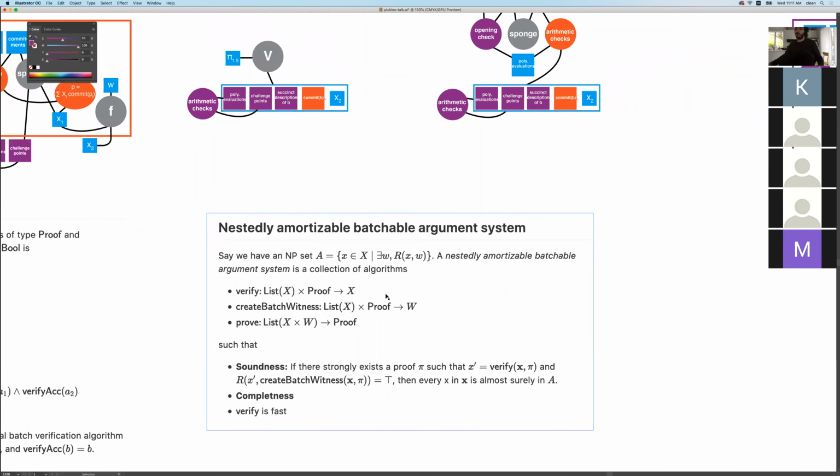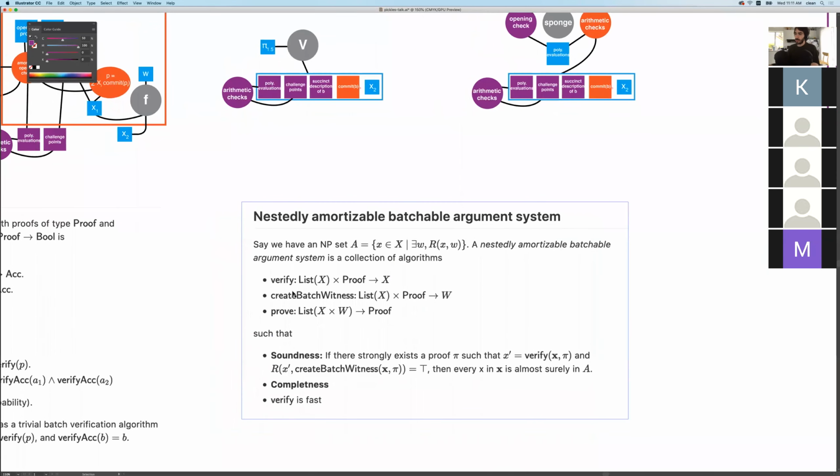Okay, so let's say we have an NP set. That's a set of x's such that there's some w making this relation R on x and w true. Let's call some kind of thing a nestedly amortizable batchable argument system. I apologize for the number of adjectives. It is a collection of algorithms. It's a proof system for proving membership in A, which has the following shape.